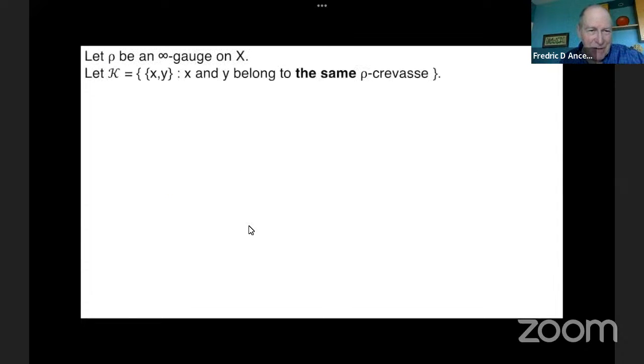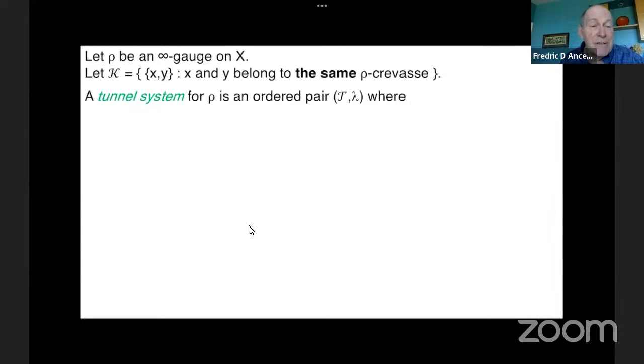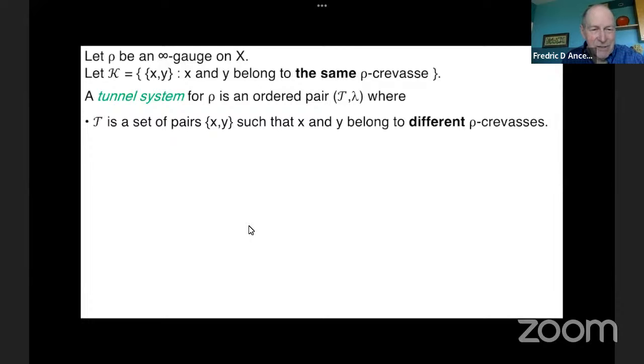So suppose I have an infinite value gauge, and I form the collection of points that are in the same crevasse. So they are a finite distance apart. Look at all such unordered pairs. And then I want to define what I call a tunnel system for the set of crevasses. So first of all, it's a set of pairs of points that belong to different crevasses. So the distance between these points is infinity with respect to rho.